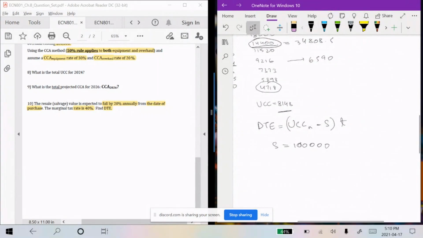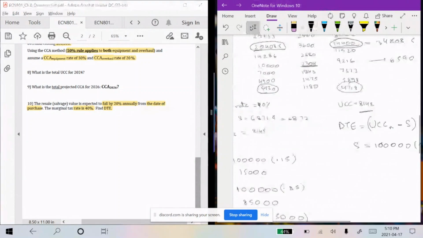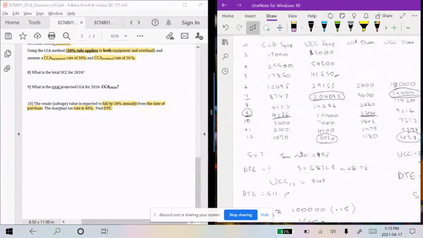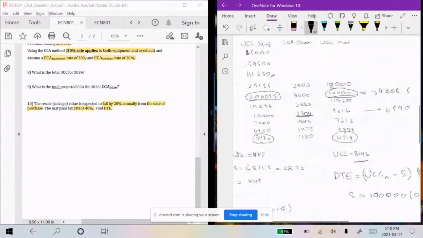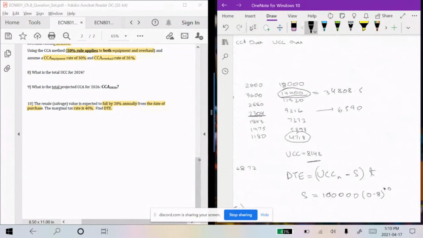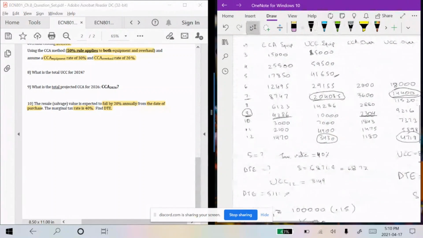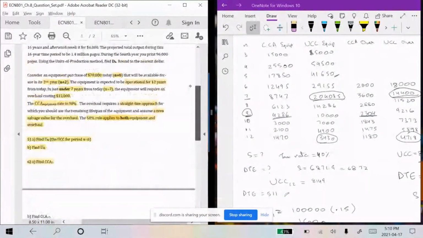So 100,000. It's falling by 20%. What's remaining is 80%. So each year, 80% is remaining of the salvage value. Okay. So now for how many years? The mistake I made initially was, I thought since it's 10 periods from 3 to 12, it's supposed to be 0.8 raised to the power 10. But they said from the date of purchase. The date of purchase was here.